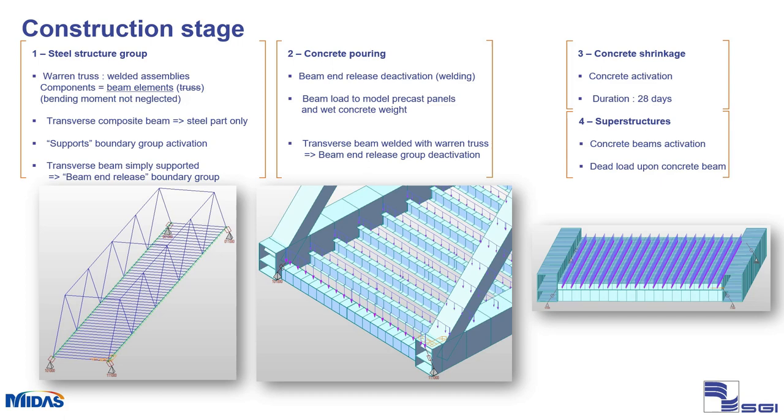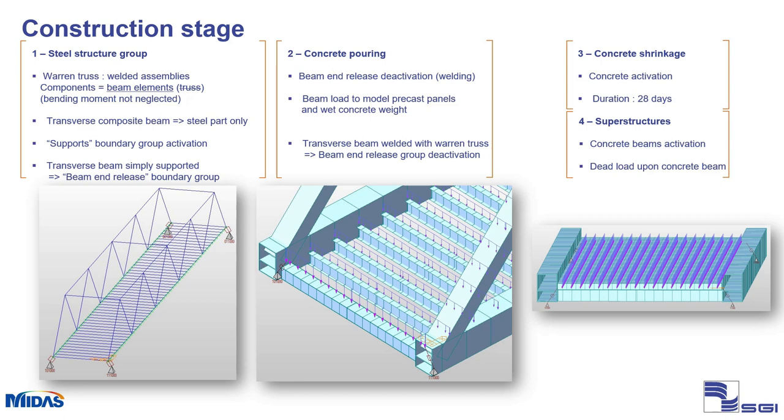Second step is concrete pouring. Welded joints between lateral beam and Warren bottom truss are made before concrete pouring. Therefore, we can deactivate beam end release, and joints at the end of the lateral beams won't be a pinned connection, but rather a fixed connection with Warren structure. About the load, we activate the concrete pouring group that corresponds to a beam load including wet concrete weight and also precast concrete panels weight.